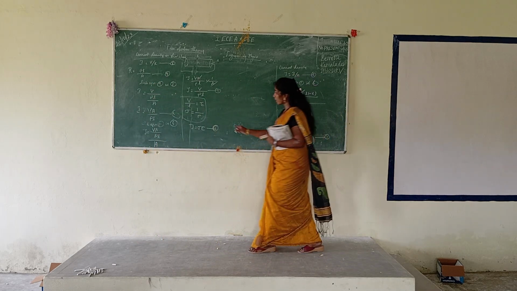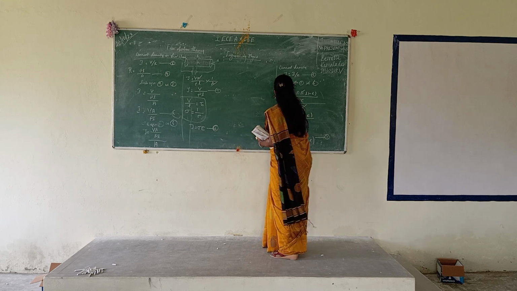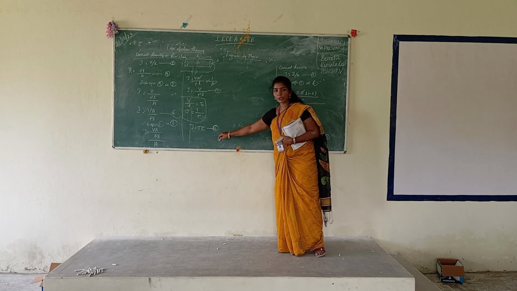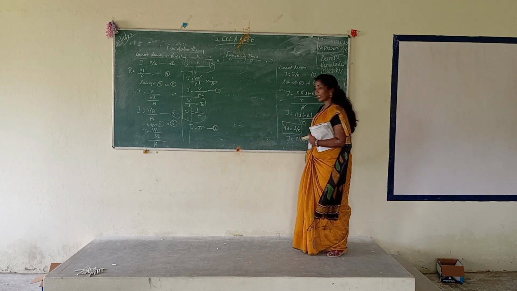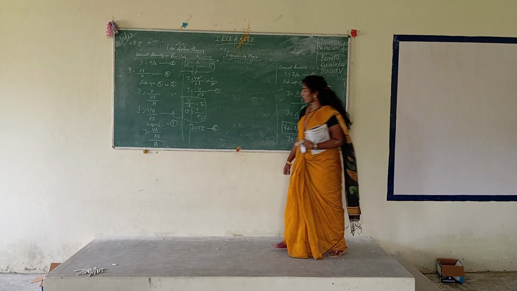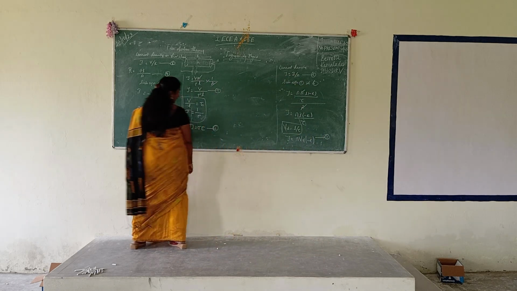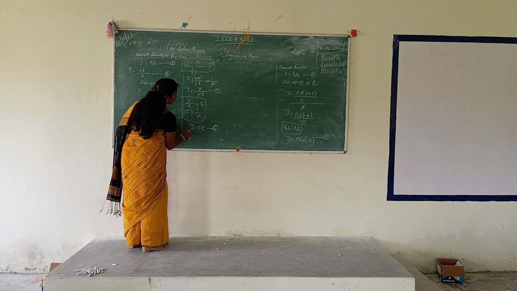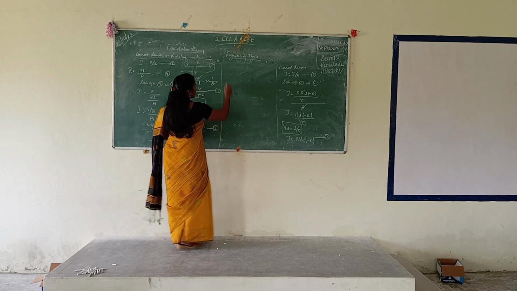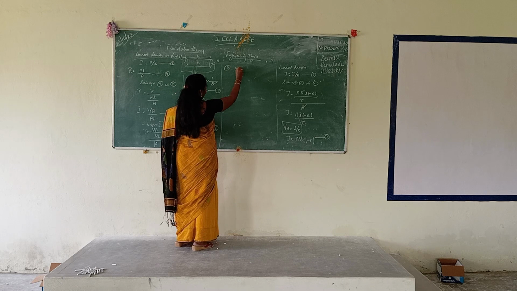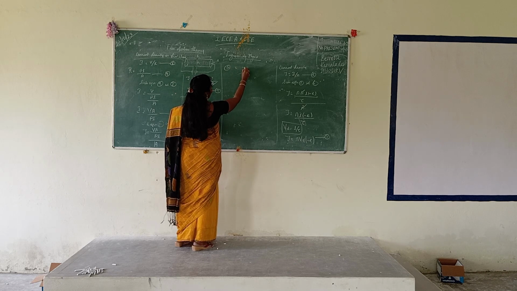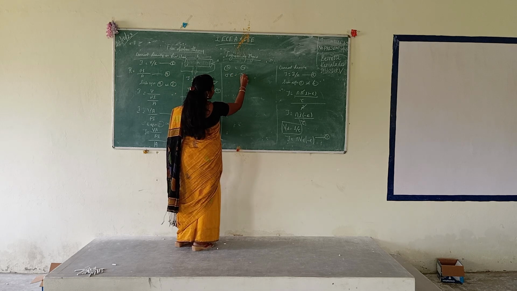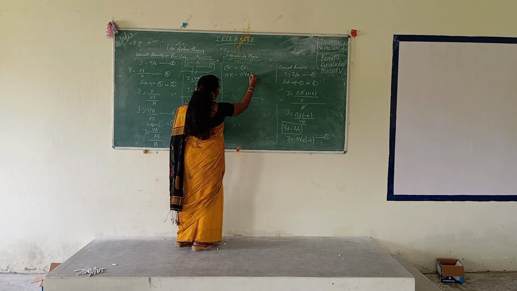Now compare equation 12 and equation 7. Equation 12 is equal to equation 7. So what will we get here? Sigma E is equal to N into Vd into minus E.